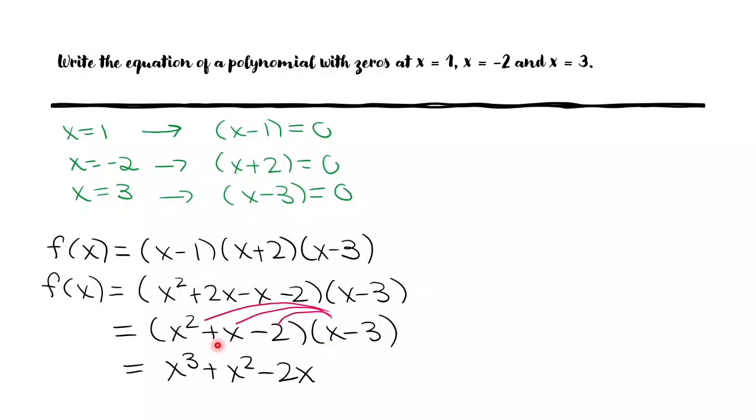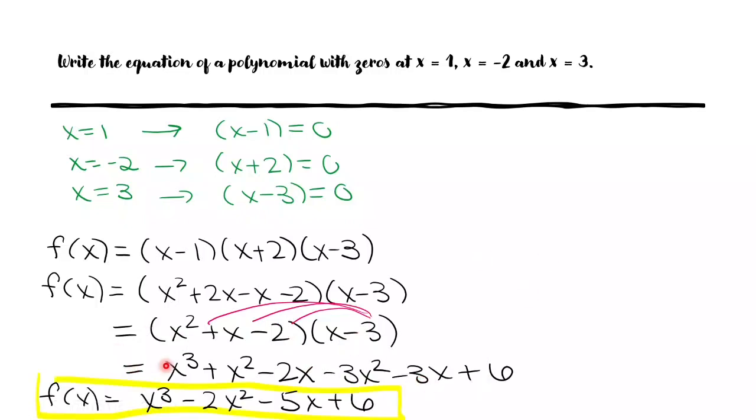To finish, I need to multiply that trinomial by x minus 3. So I started by distributing the x to all 3 terms. That gave me x to the third plus x squared minus 2x. Then I'm going to distribute the minus 3 to all 3 terms. That gave me minus 3x squared minus 3x plus 6. Finally, if I combine like terms, we've got x to the third minus 2x squared minus 5x plus 6. And there is a polynomial with zeros at 1, negative 2, and 3.